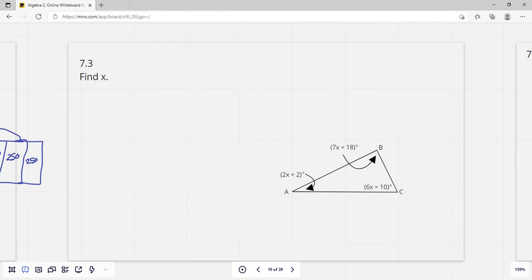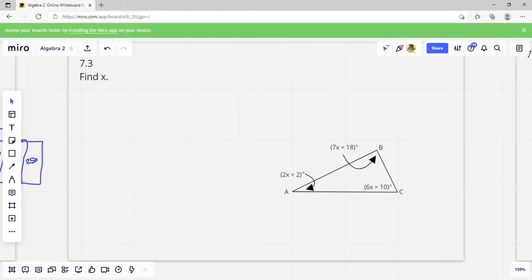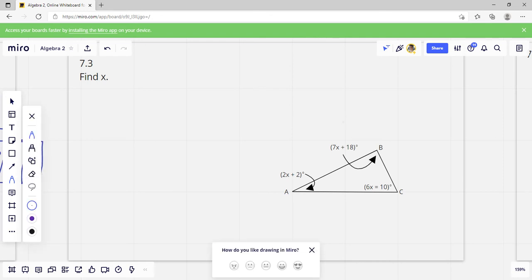Alright, next part is about equations from geometry problems. For this one, it wants us to find x. And x is just a part of a bunch of algebra problems, equations, that are connected to angles. Now, to figure this out, we know that all three of these angles added together make 180. So that means if we add all three of these equations together, we're going to come up with 180.